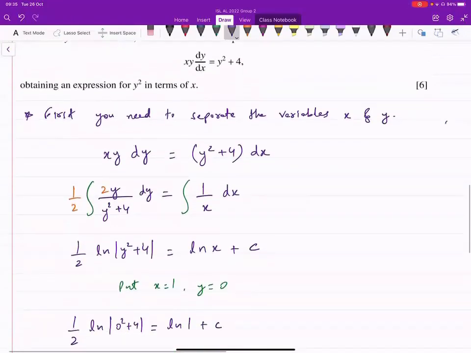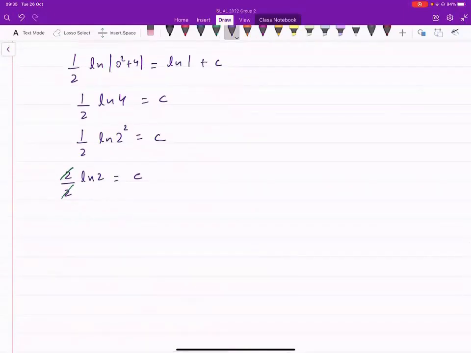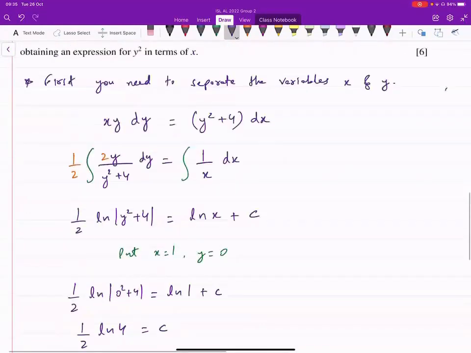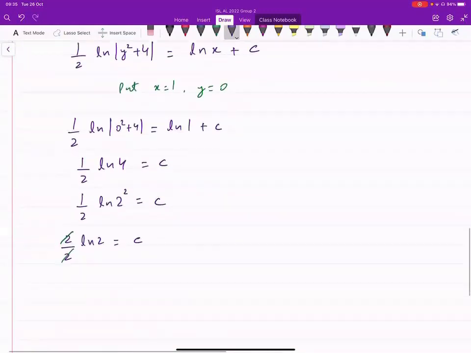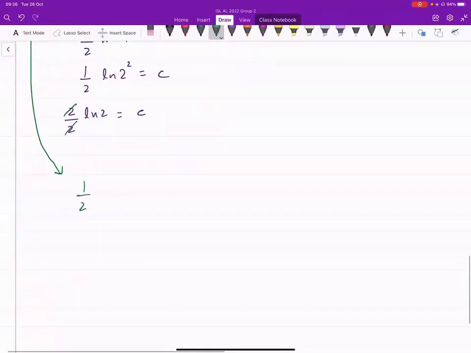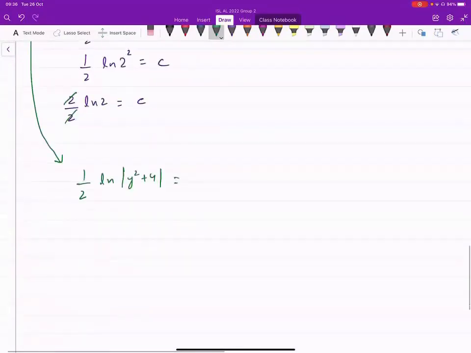You don't necessarily have to do it. You could actually leave it like this. लेकिन इसको decimals में नहीं लेकर जाना. ठीक है? Because decimals में आपके exact number नहीं आएगा. You have to use exact values here. Now, what was our integral? अब वहां पे जाके वापस हम क्या करेंगे, हम इस c की वैल्यू इनपुट कर देंगे. Now we've got half ln y square plus 4 that equals ln of x plus ln 2.